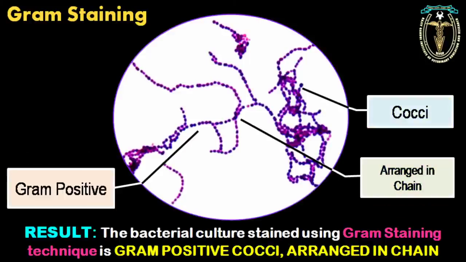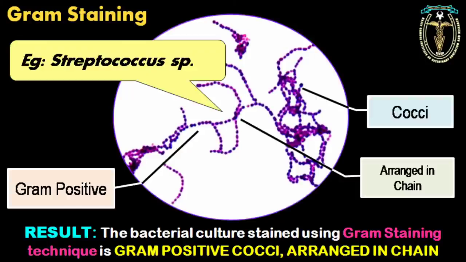So, the result is written as: the bacterial culture stained using the gram staining technique is gram-positive cocci arranged in chain. The example of bacteria is the Streptococcus species, which possesses this type of microscopic character.